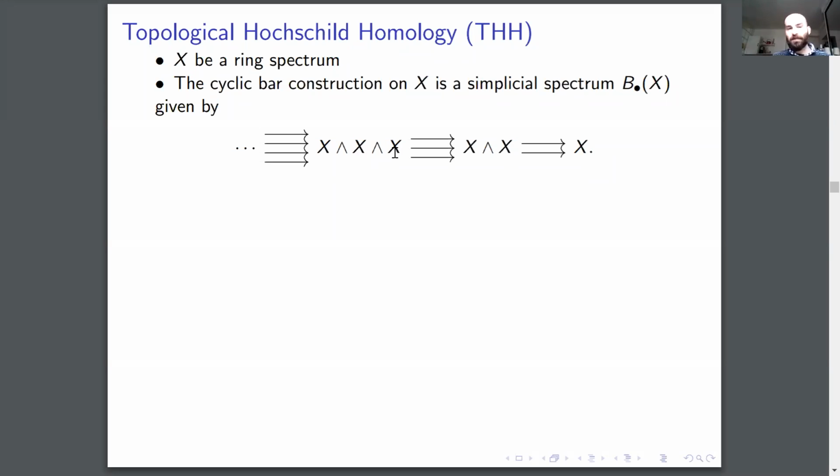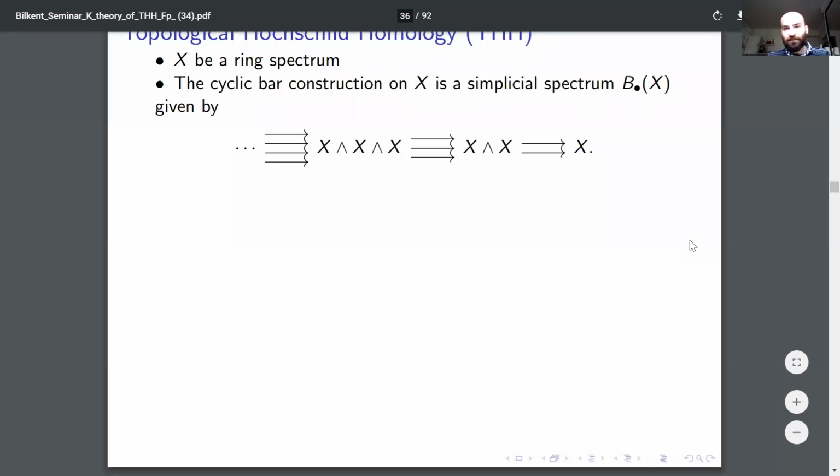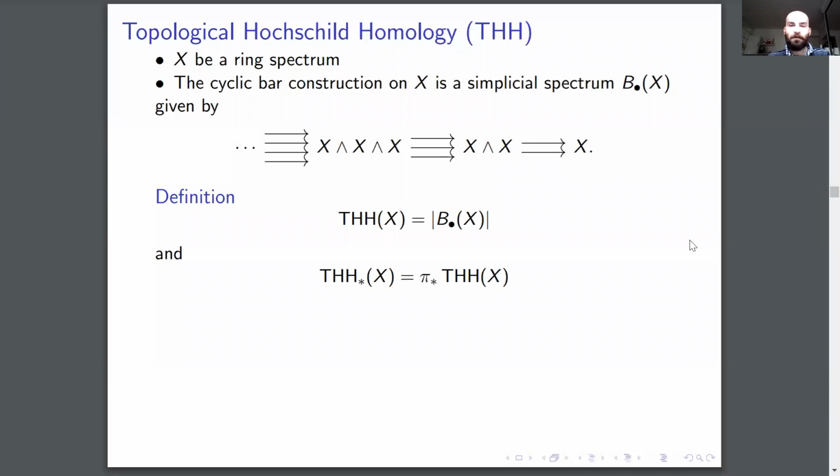And then the third face map does something funny: it applies a cyclic permutation. It moves this X to the right, this X to the right, this X to the front, and then multiplies the first two X's after doing that. You can generalize this to each step, and this gives you a simplicial spectrum. THH of X becomes the realization of the simplicial spectrum. So THH of X is another spectrum, and the homotopy groups of THH of X are the topological Hochschild homology groups of the ring spectrum X.